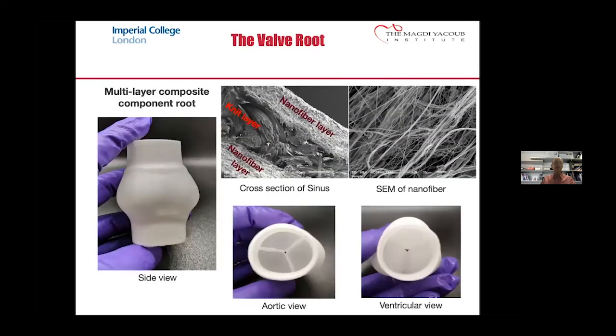And we end up here with a multi-layered composite aortic root, or the hybrid composite component valve, as we now call it. So here's a picture of the whole thing, an aortic view, a ventricular view, and here's a nice cross-sectional picture showing the knitted area and the two outer nanofibrillar sprayed parts of the sinus wall, and then the highly aligned fibers seen in the cusp region of the valve.